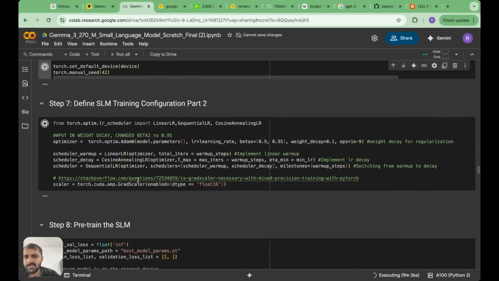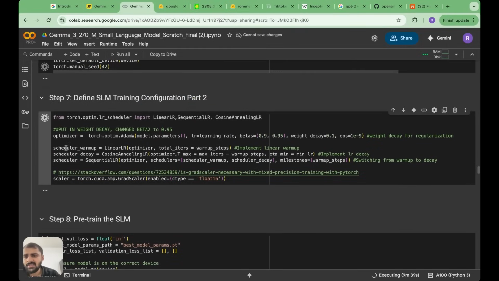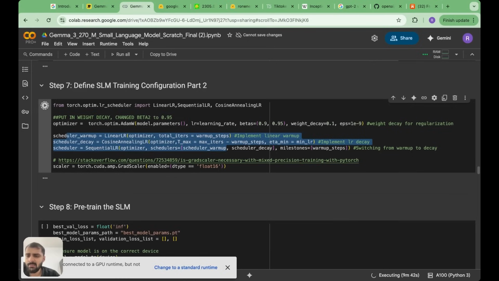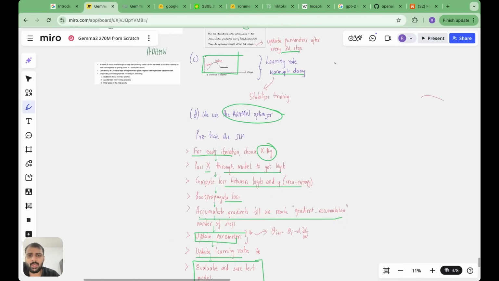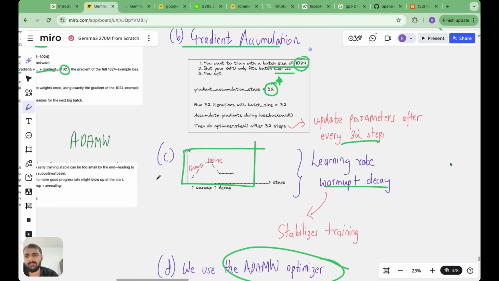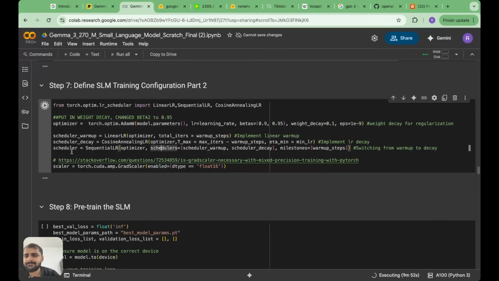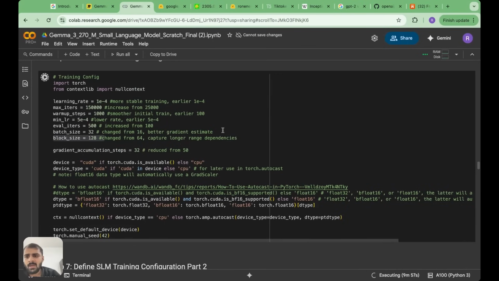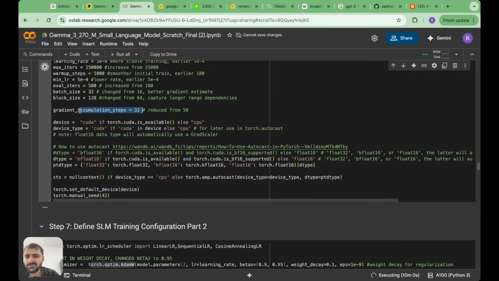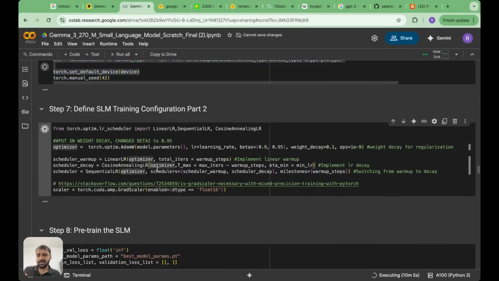If you scroll down below, you'll see SLM training configuration part 2. This is where we actually define the learning rate. Remember, I mentioned that we are not using a static learning rate. We are using this kind of an exploration exploitation type of a learning rate ramp up curve. And the optimizer which you are using is ADAM-W. Other parameters, the gradient accumulation steps is 32. We are using this mixed precision framework for faster computations. Please keep in mind these steps which we are doing to make sure that the computations are done in an optimized manner.